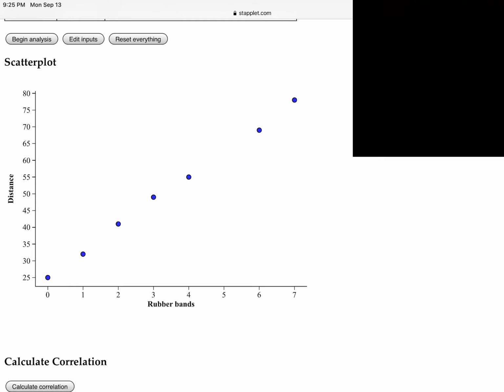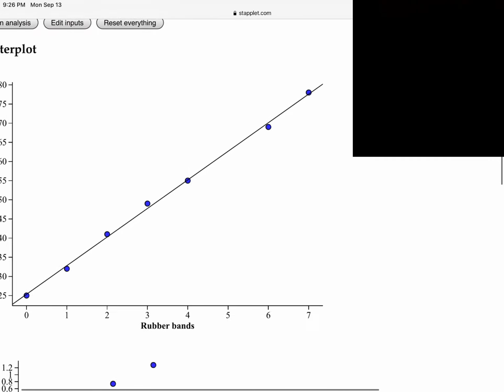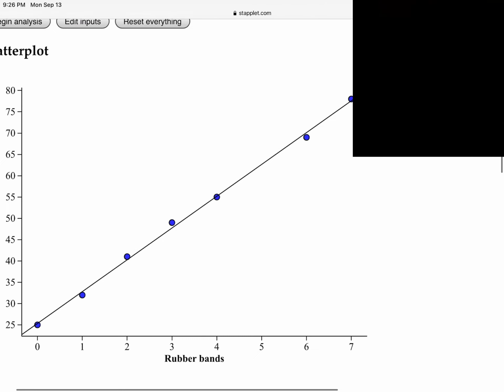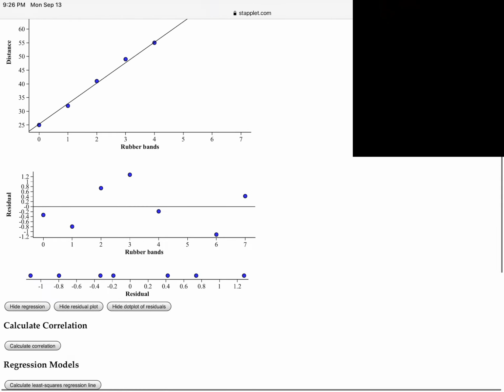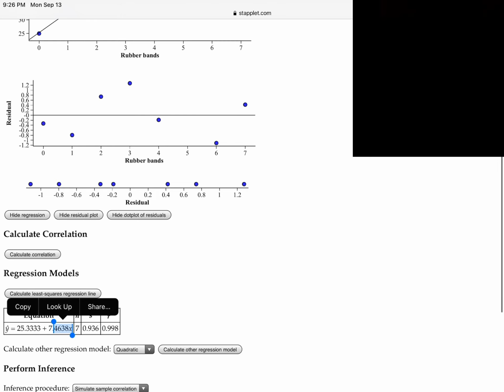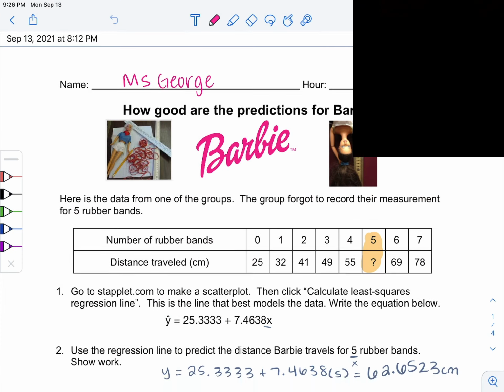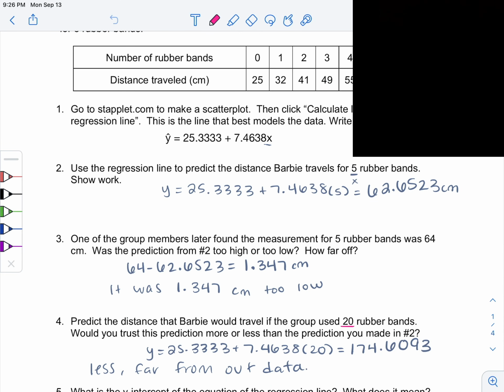So I went over to Staplet.com, looking at the scatter plot here. I'd put in my data. Hopefully you did the same. Going down to calculate that least squares regression line. And I zoom in here. You can kind of see where the point for 5 should go, right? If you're looking at 5 on the X, you look up to the line, you should be able to see, and then it does give us our equation for the line as well. So I copied and pasted it over here.